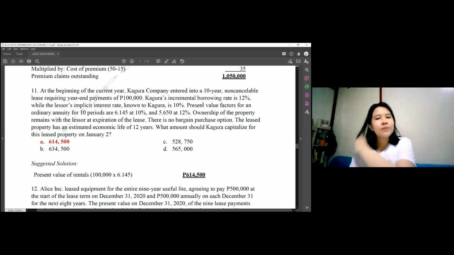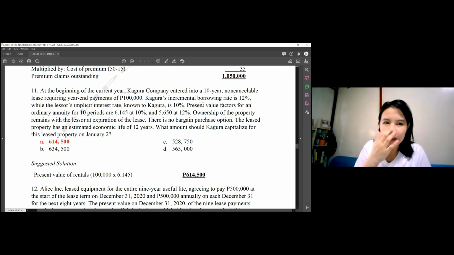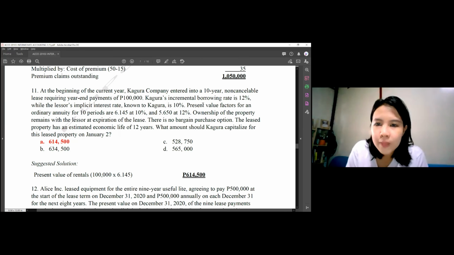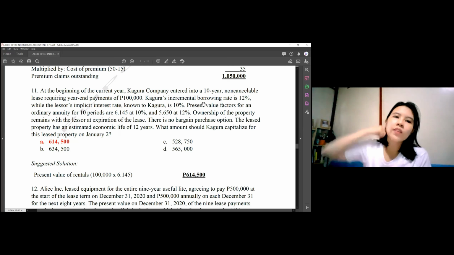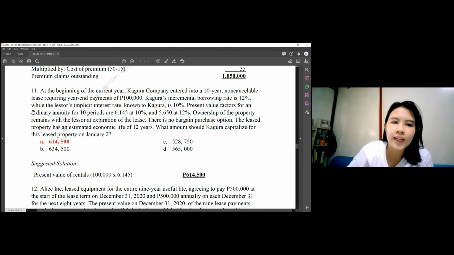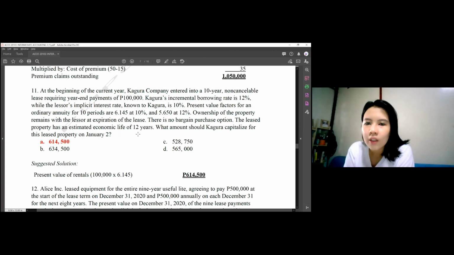Okay, so, the good thing about this problem is given na yung present value factors, so you don't need to compute. But, present value factors for an ordinary annuity for 10 periods are 6.145 at 10% and 5.65 at 12%. So, remember, di ba, ang discussion natin kanina, kapag end of the year, so as you can see, year-end payments, ang ginagamit, ordinary annuity. Nasa dulo yung annuity. Okay? So, given na 10% yung implicit rate, we'll get 6.145.